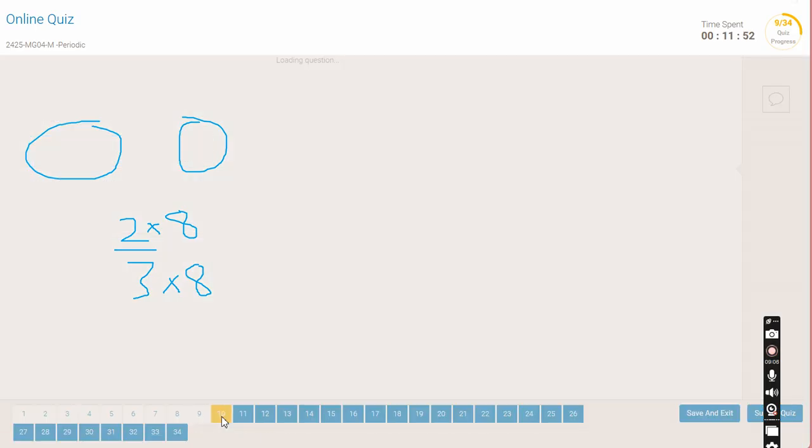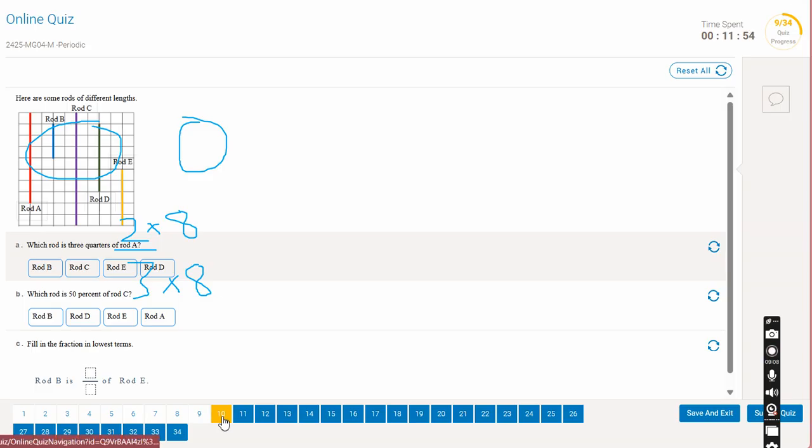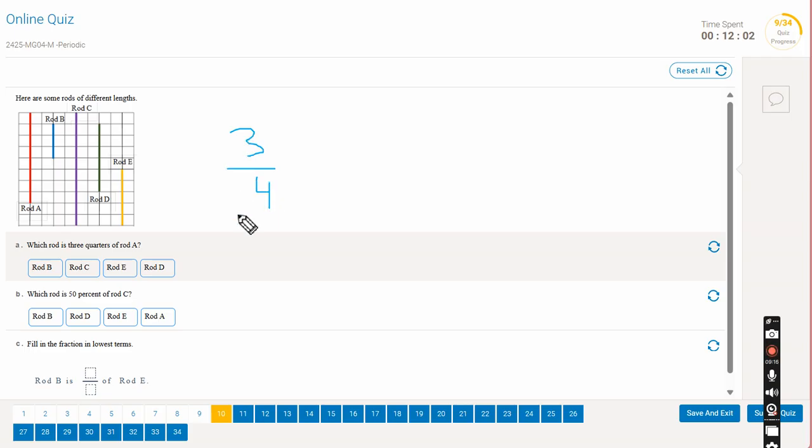Now let's go to the next one. So here, what are our rods? You will see that here, which rod is 3/4 of rod A? 3/4. So 3 over 4, right? Now 3 over 4 of rod A. So how many do we have? 1, 2, 3, 4, 5, 6, 7, 8. You're supposed to count them. That's 8, right? So rod A is 8.